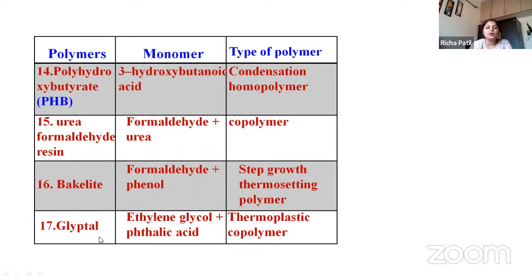Next is glyptal. What is the monomer unit? It is ethylene glycol and phthalic acid. What is the type of polymer? It is a thermoplastic copolymer. So you need to remember, for whichever polymer, the monomer and the type of polymer. Very important.